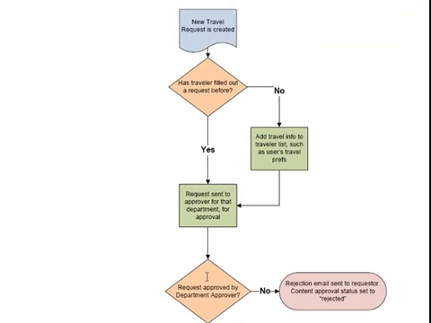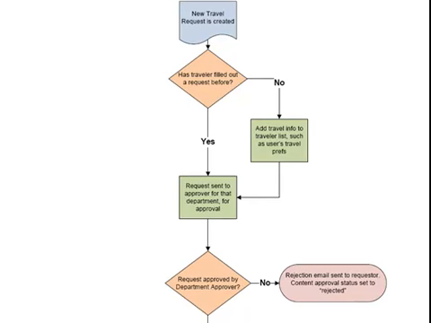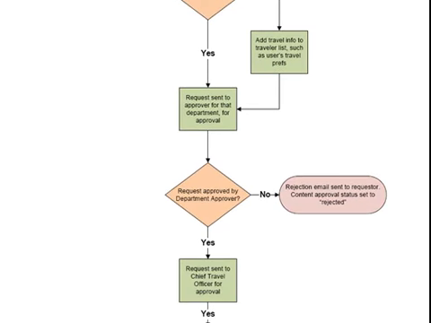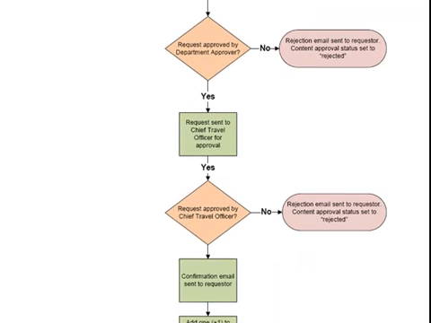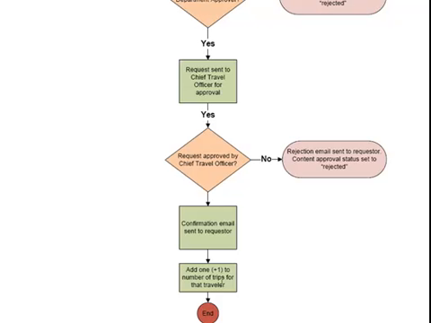And then after that approver approves it, then the request is going to be sent to a chief travel officer for approval. And then, once the chief travel officer approves it, then that's the end. And at each point, if it gets rejected, then the email gets sent to the originator that it was rejected.